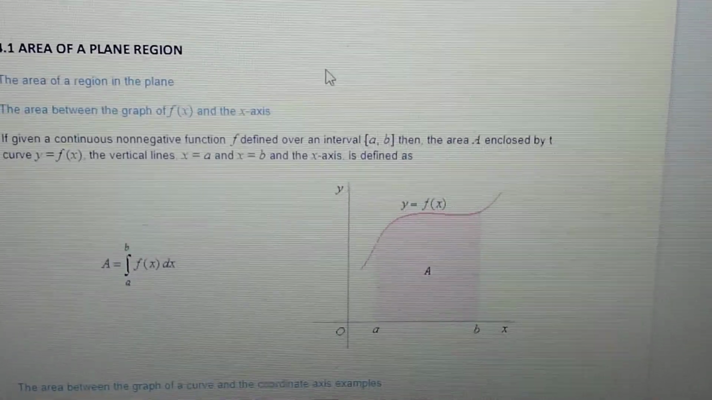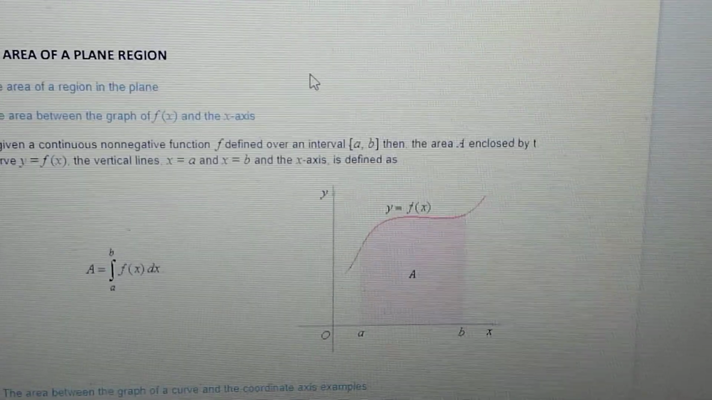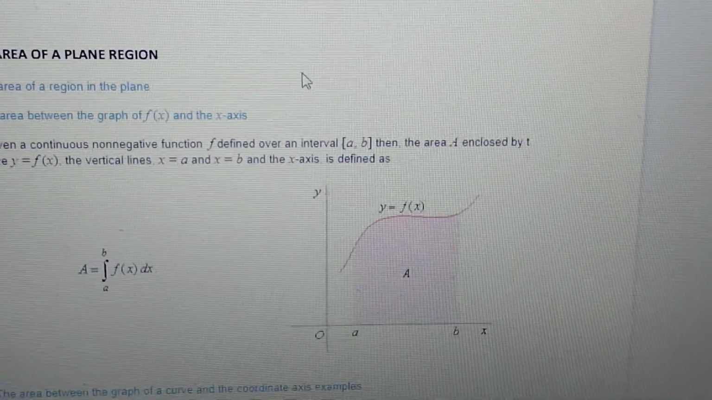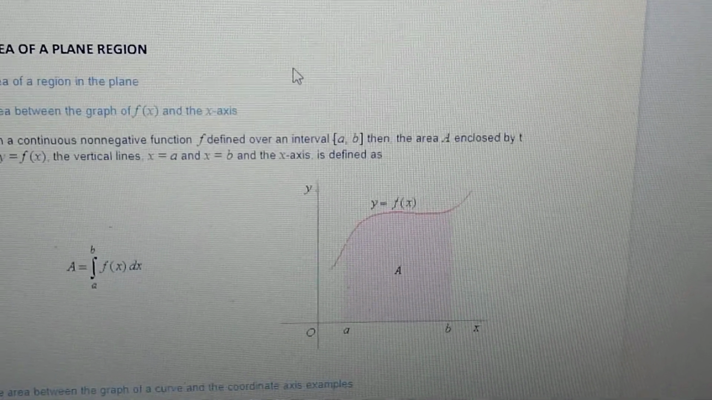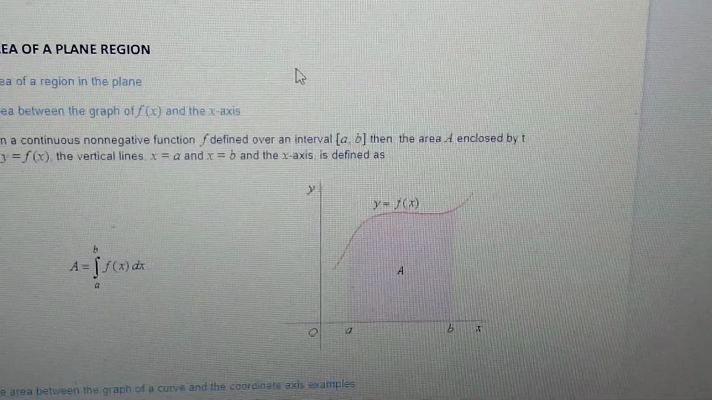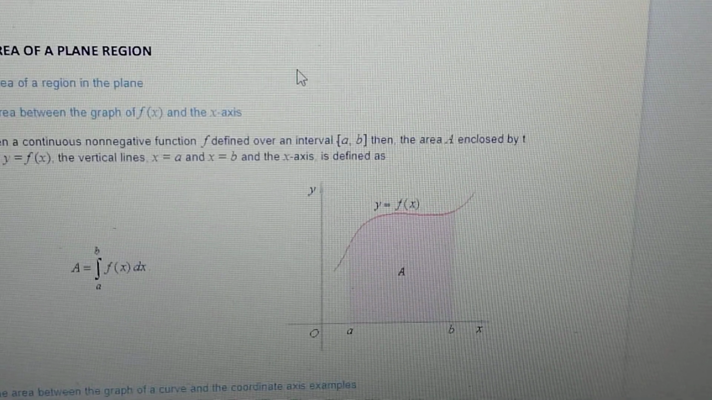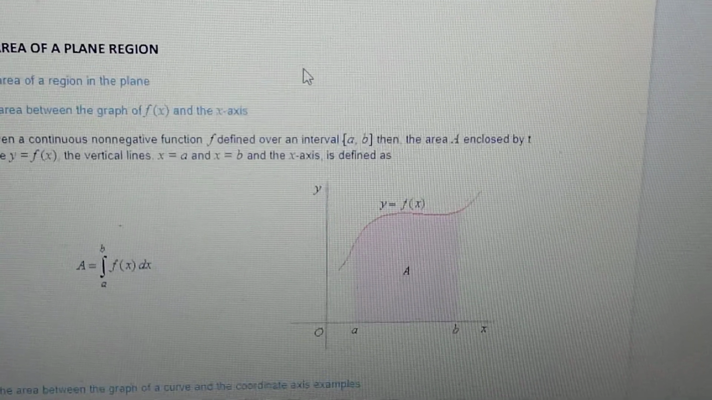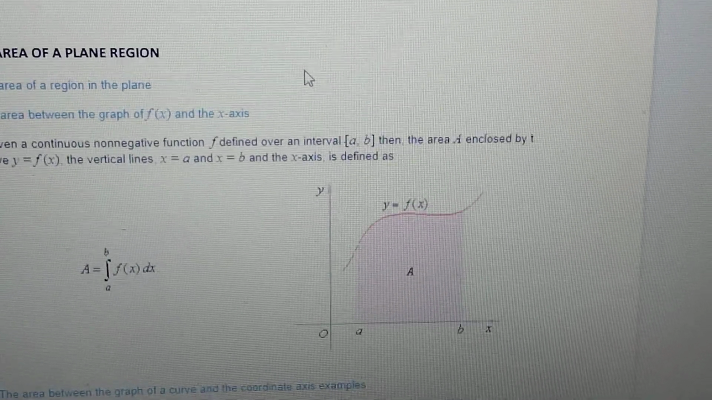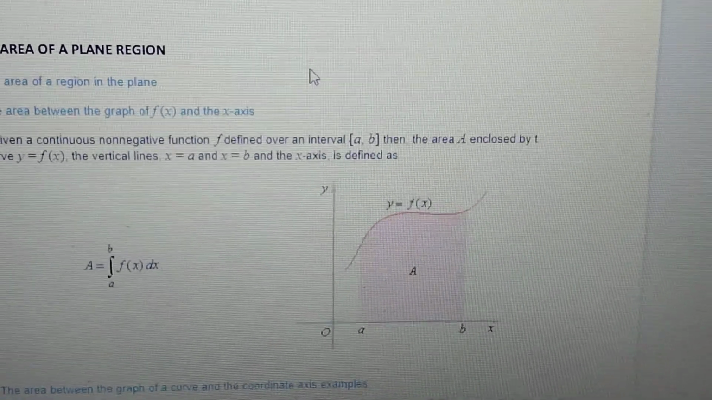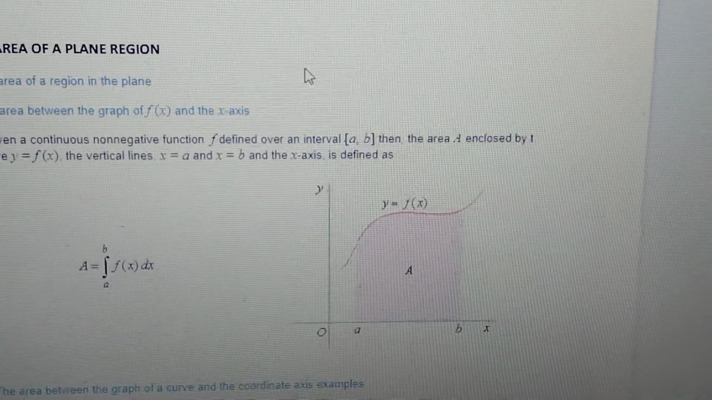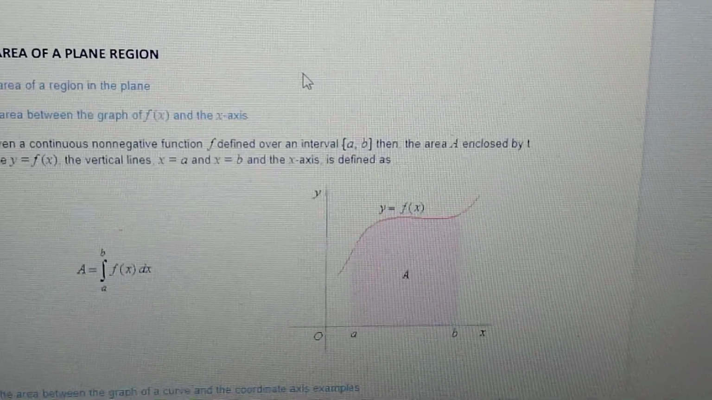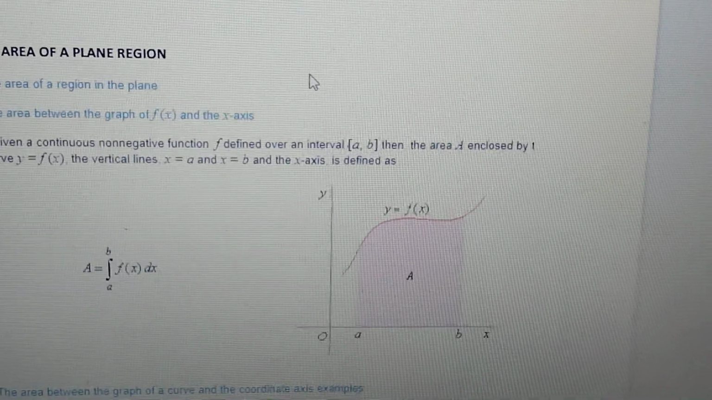As you can see on the graph on its right side, the graph of y equals f of x, the shaded part is the area of the region, bounded by the function y equals f of x and the x-axis. So it's just simple. You need to sketch first the graph of the function, then you can now compute the area of a plane region.